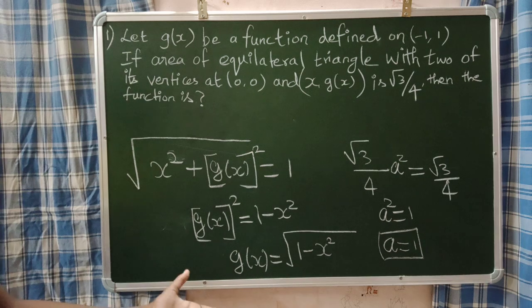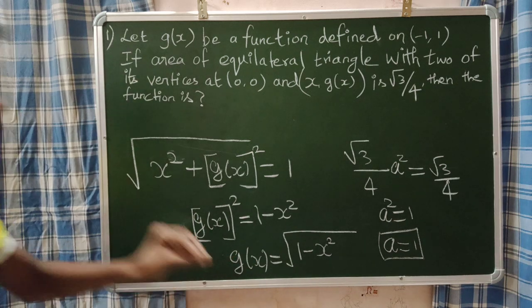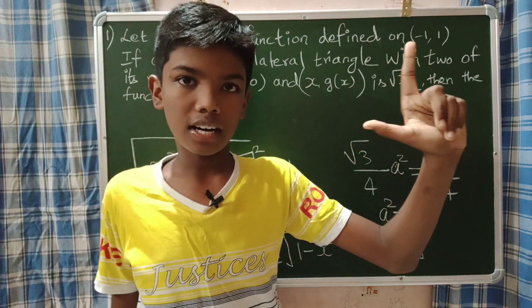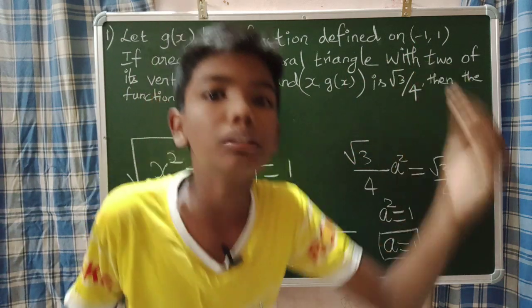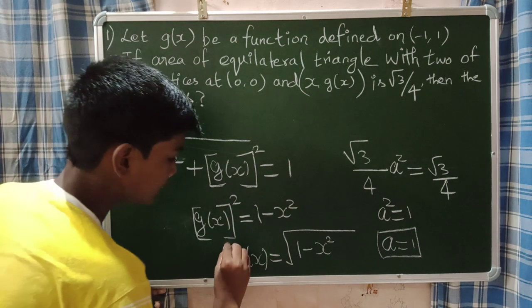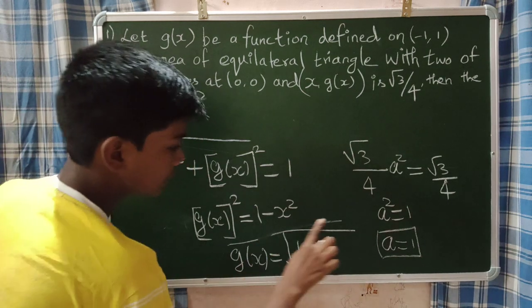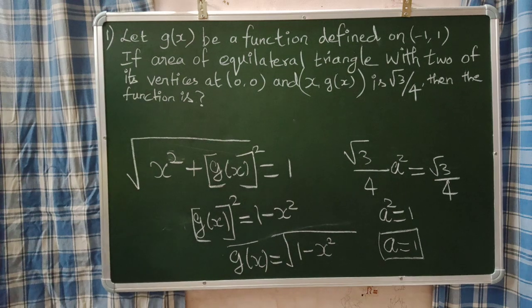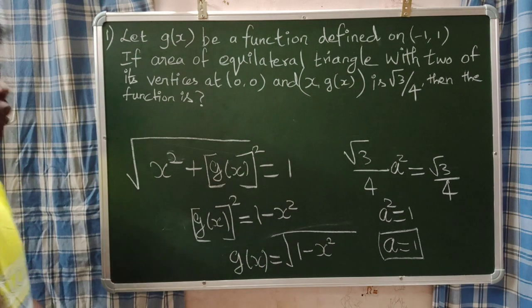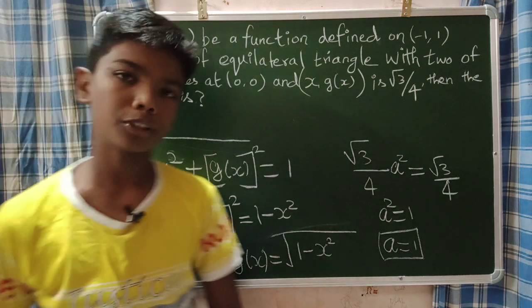This is how we should solve guys. It's a very simple question, but the main thing that you use in this question is the distance formula. That distance formula helps you to solve this question. So what is that function? That function is root of 1 minus x square. We have found that the function is root of 1 minus x square guys. That's all about this question. We can move on to our next question.